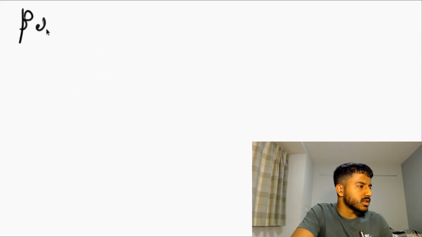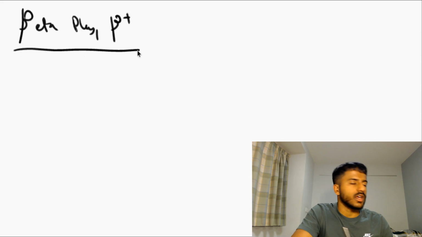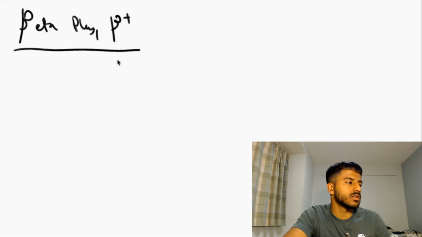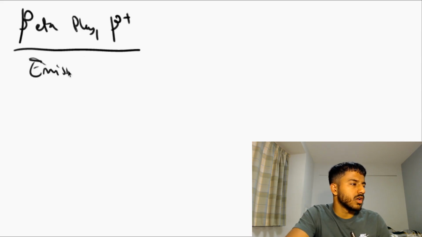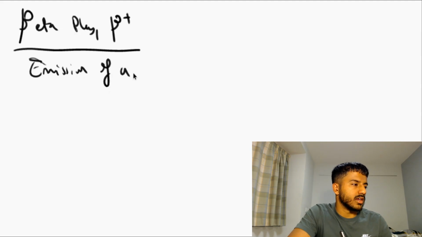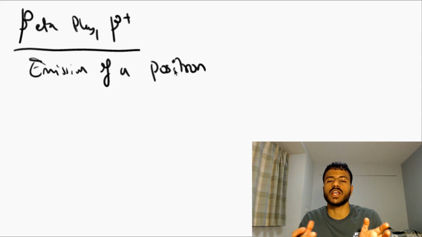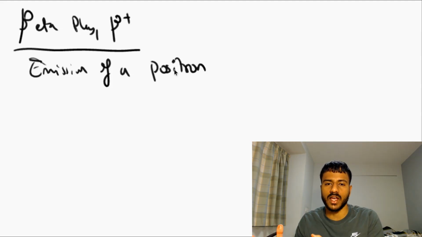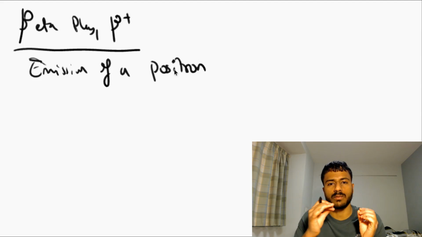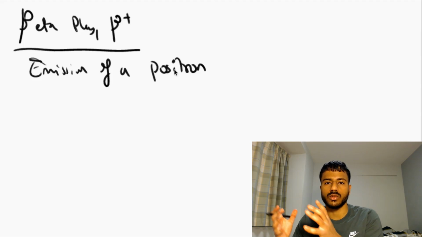Now beta plus decay is basically the emission of a positron, which, if we remember, is the antiparticle of the electron. And this here is basically the opposite of beta minus decay. Here, a proton is getting converted into a neutron.